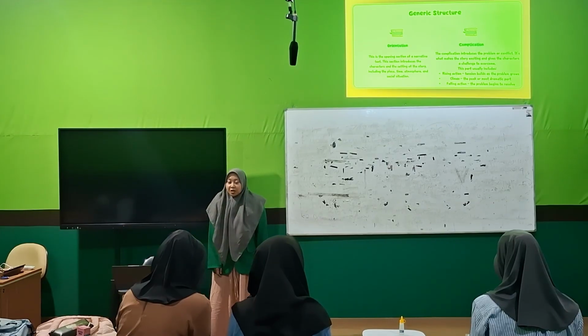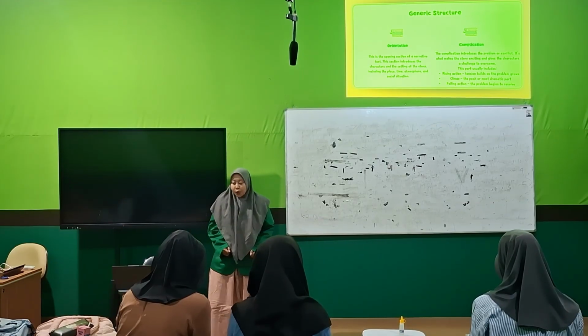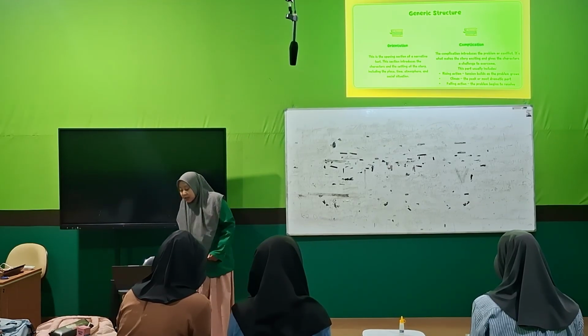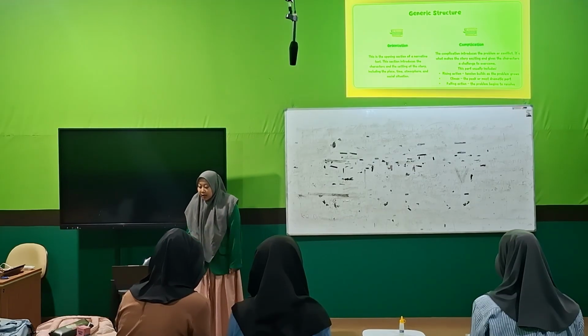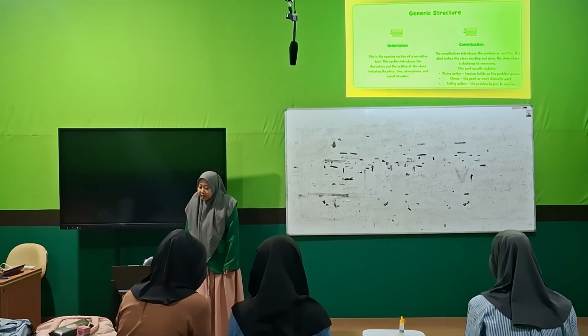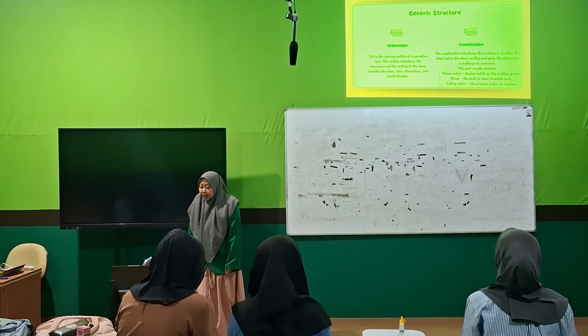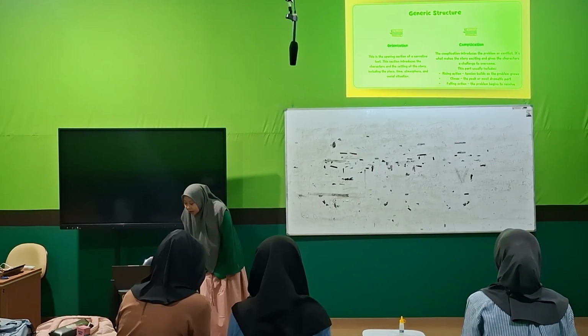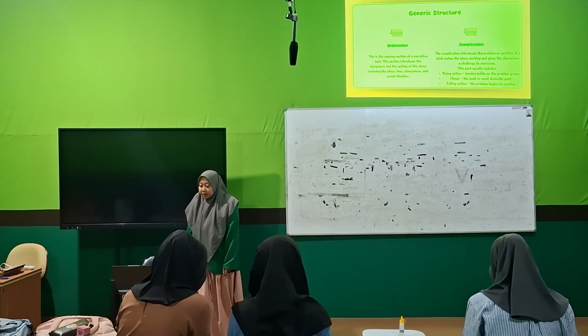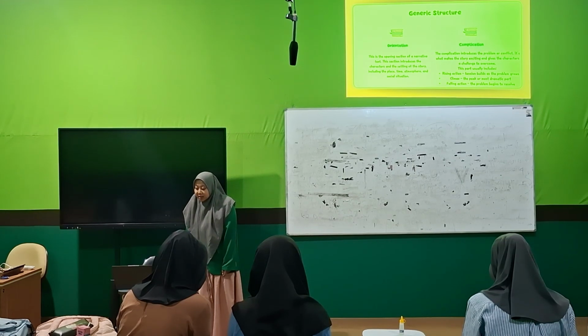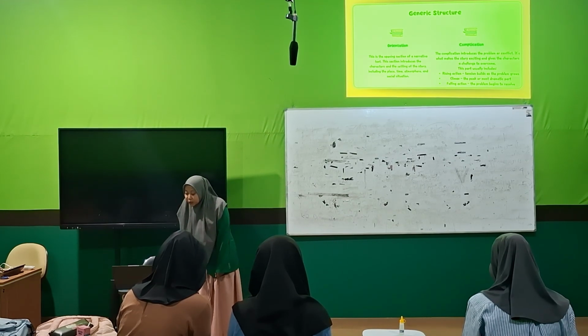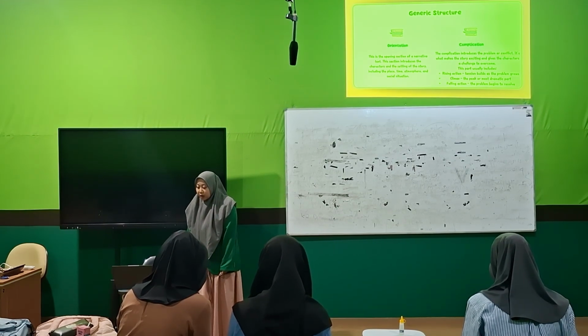The generic structure of narrative text has four parts. The first is orientation. This is the opening section of a narrative text. This section introduces the characters and the setting of the story, including the place, time, atmosphere, and social situation.